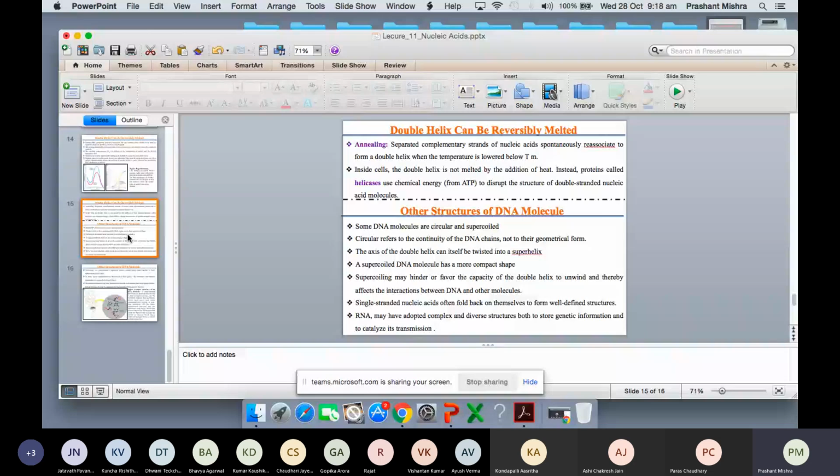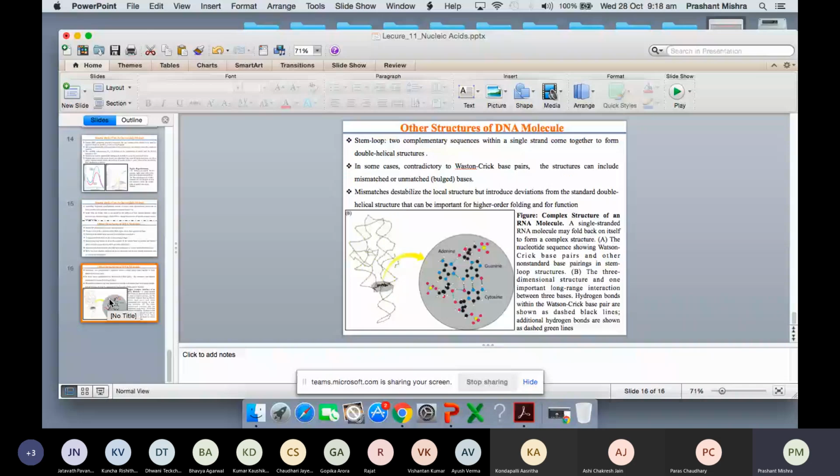Single-stranded nucleic acid often folds back. So when I talk about a single-stranded nucleic acid, I'm talking about mostly RNA. And DNA, normally whenever there is another strand, they will form a complex structure. But RNA can adopt different shapes. So that is what we are going to talk about in the next slide. Here, we have talked about the different types of structure. You have two complementary sequences where a single strand comes together to form a double helical structure. It is a stem loop type structure in RNA.